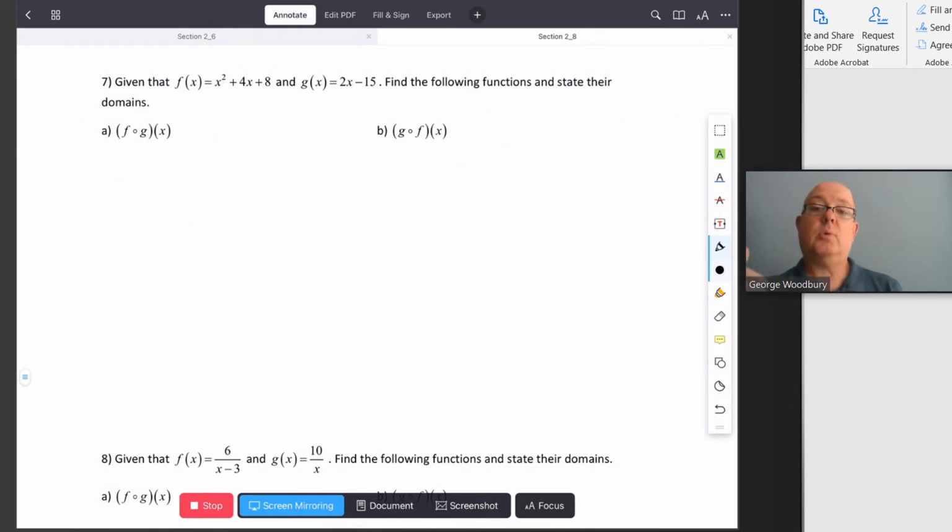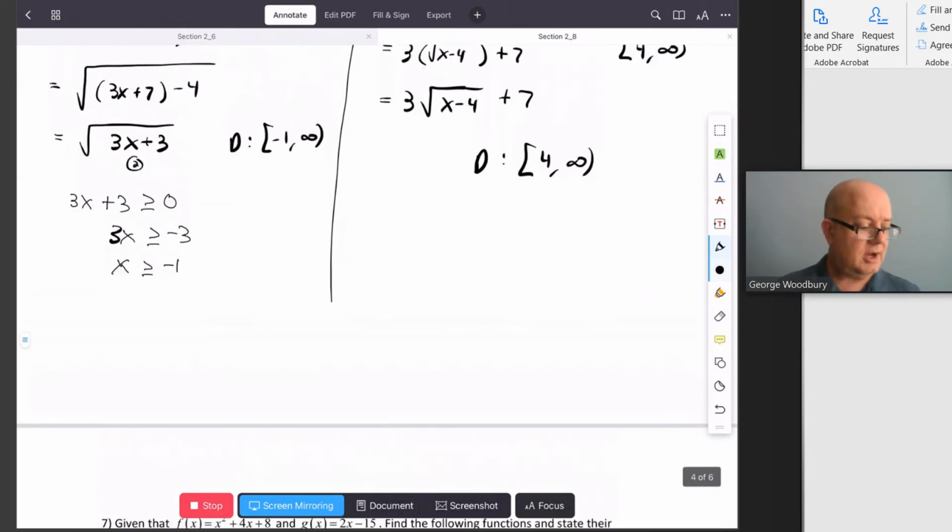In problem 7, we're working with two functions. One's quadratic, one is linear. There's not going to be a domain issue here because we can substitute into these functions without any concern at all. And when we combine them, no matter what they combine to be, it's going to be a polynomial as well, so we can substitute there. So the domains for both of these cases are going to be all real numbers. But the formulas are going to be different, just like they were in the last problem.